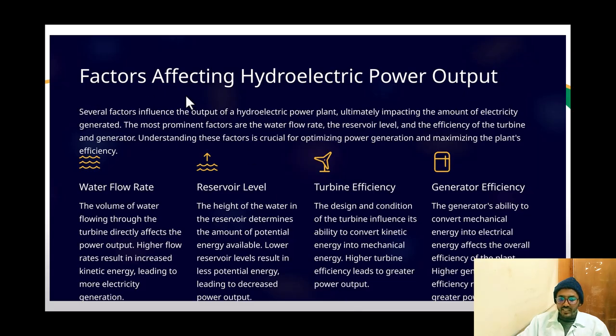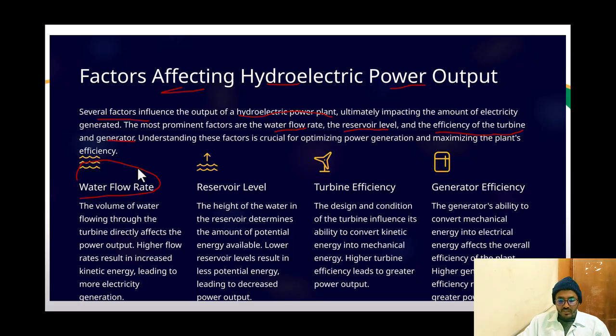Factors affecting hydroelectric power output. So there are several factors that influence the output of a hydroelectric power plant. Mainly, the first one is water flow rate, the second one is reservoir level, and the third is the efficiency of the turbine and generator. Here we have the water flow rate.